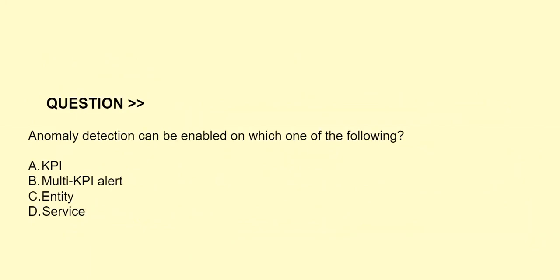Our next question is, anomaly detection can be enabled on which of the following? Option A, KPI. Option B, multi KPI alert. Option C, entity. Option D, service. The correct answer is option A.